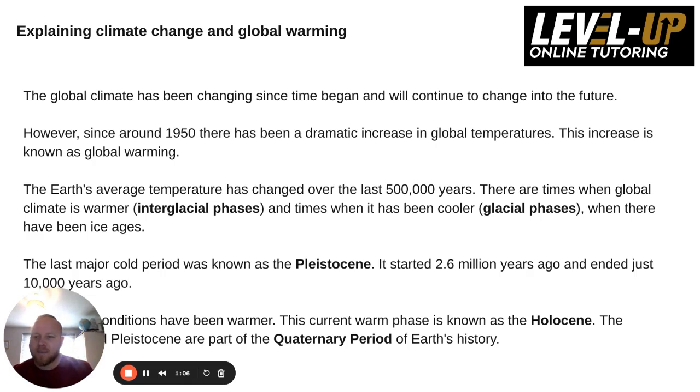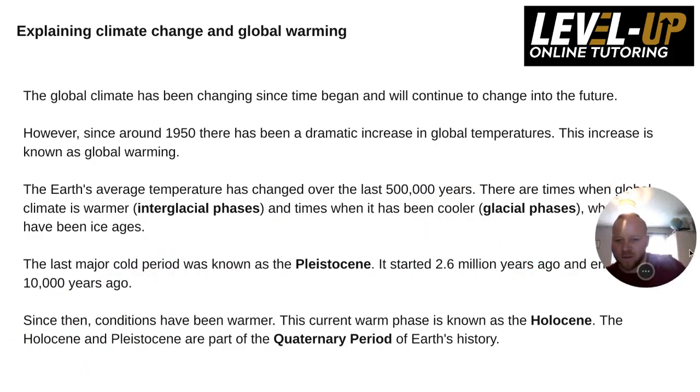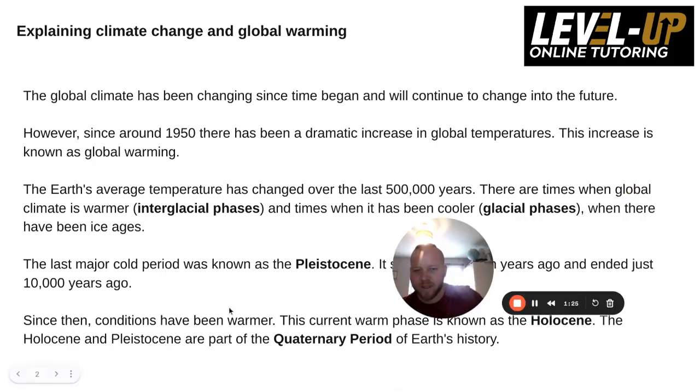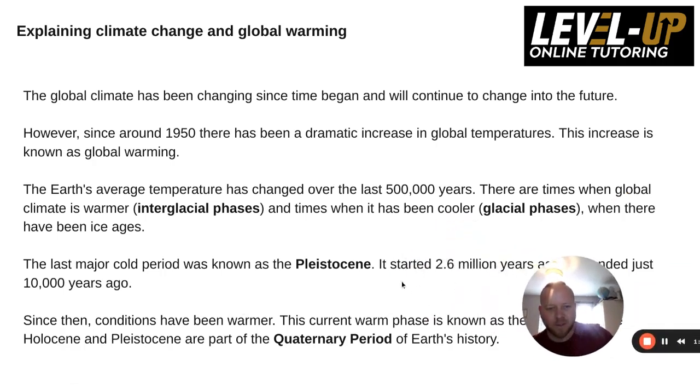All right, and our last major cold period was called the Pleistocene, which started 2.6 million years ago, and it ended just 10,000 years ago, which sounds like a long time, but that is not long at all. We're currently in a warming phase called the Holocene, and these are both part of what we call the Quaternary period of Earth's history.